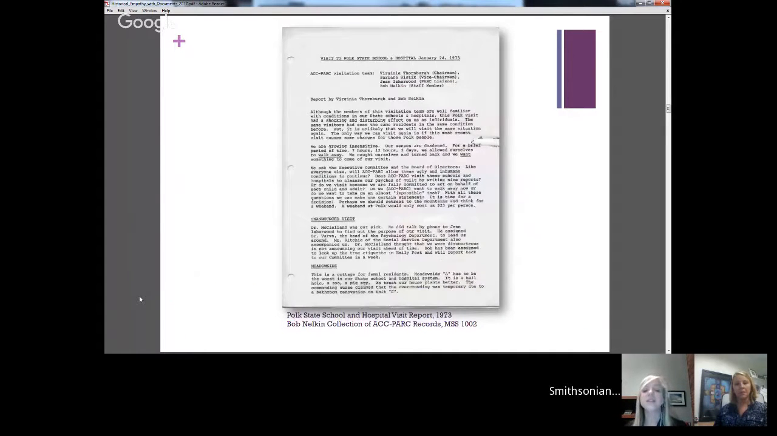So this is an example of a report that was made by this visitation team in January of 1973, after visiting the Polk State School and Hospital. And I just want to read an excerpt that I think really powerfully speaks to the position that the ACC Park was in after having made some really troubling observations regarding the state of living of those with intellectual disabilities that were living at Polk at the time.